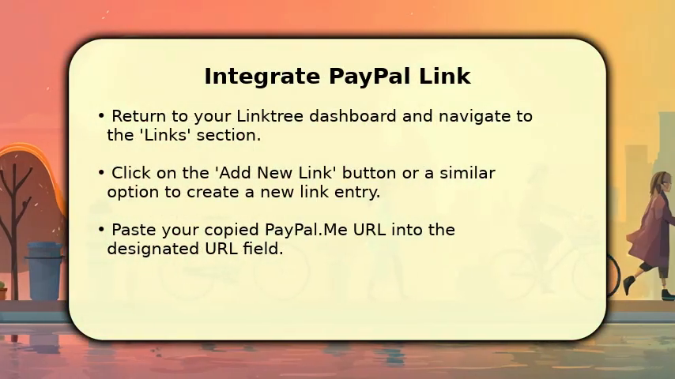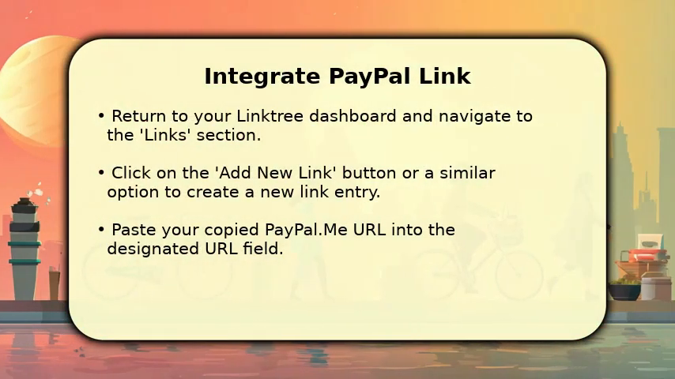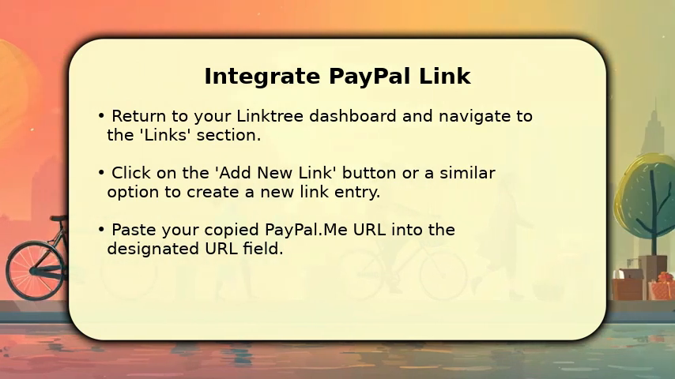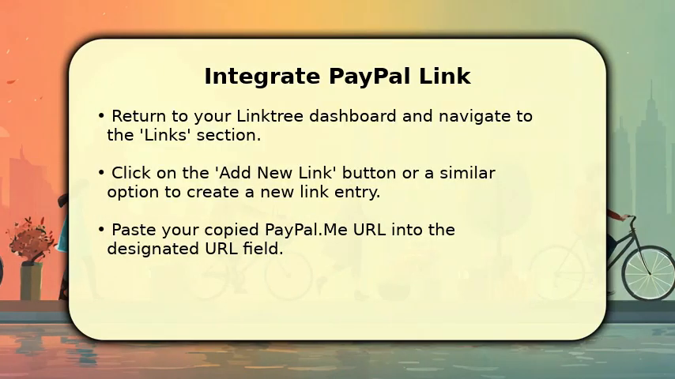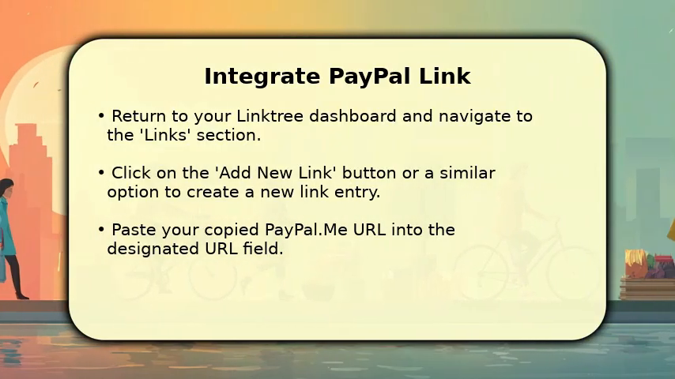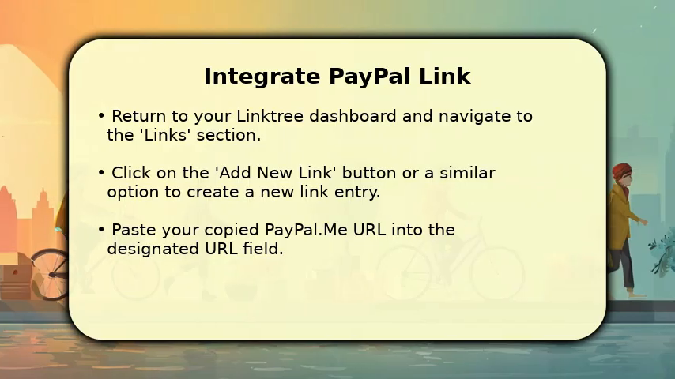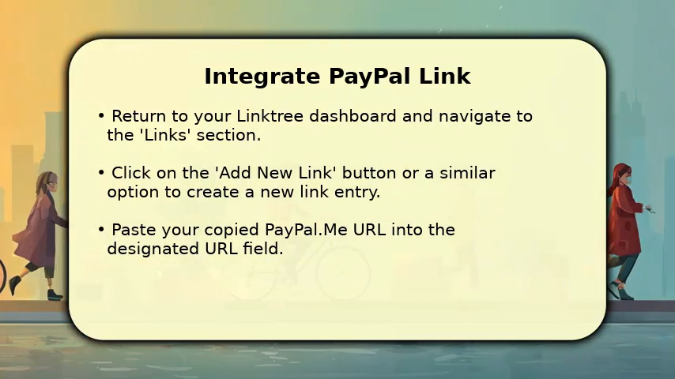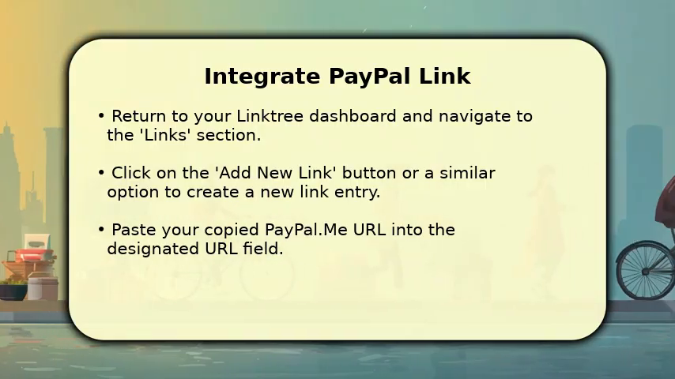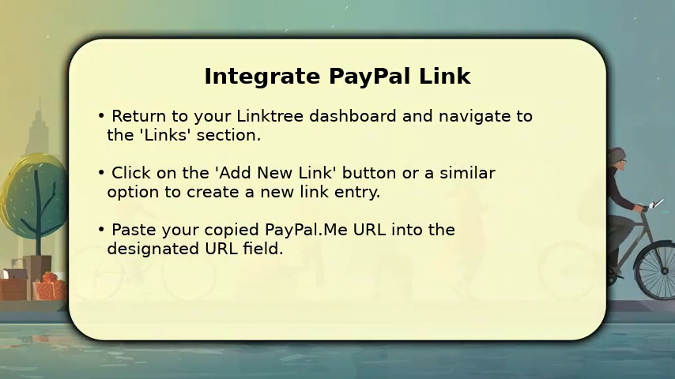Now head back to your Linktree dashboard. Under the Links section, you'll see an option to add new link or a similar button. Click on it. A new field will appear where you can paste your copied PayPal.Me URL. In the title field, type something clear like "Support me via PayPal" or "Send PayPal payment." This helps your audience understand the link's purpose immediately.